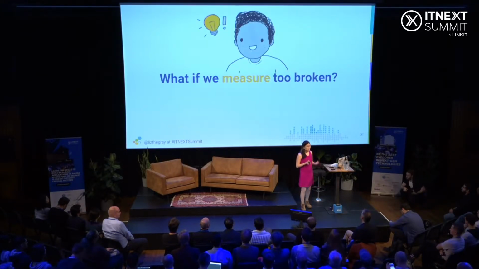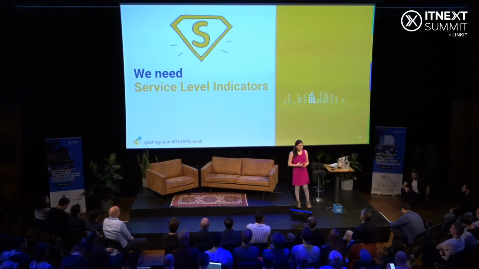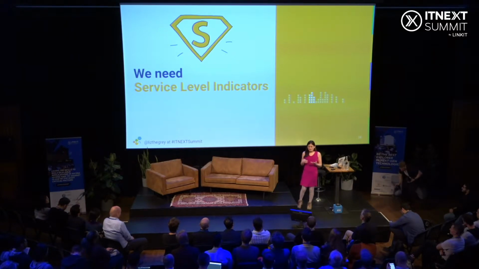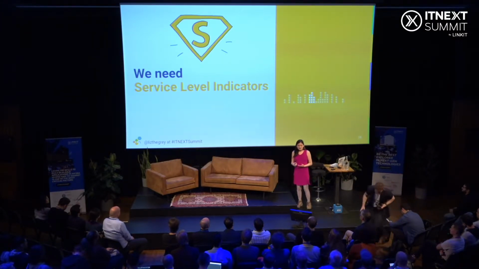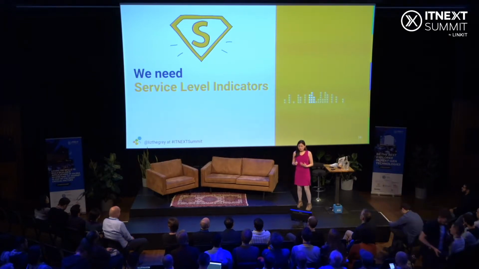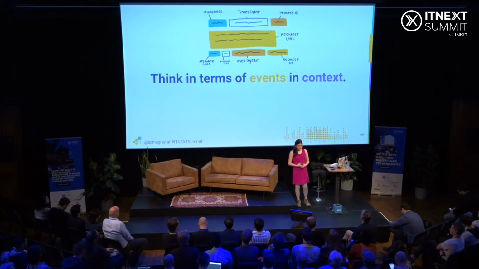So that means we need a measure of what is working well enough, or conversely, what is too broken. So this is a concept from site reliability engineering called the service level indicator. The service level indicator enables us to tell what's going on inside of our services. And it's a common language between us and our business decision makers and our customers. It enables us to really measure what is a satisfactory level of service.